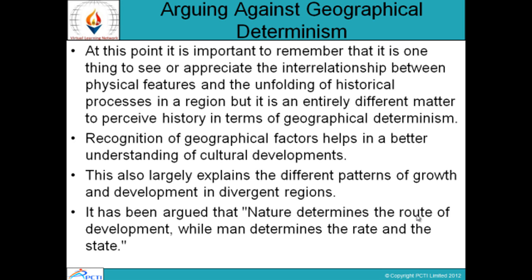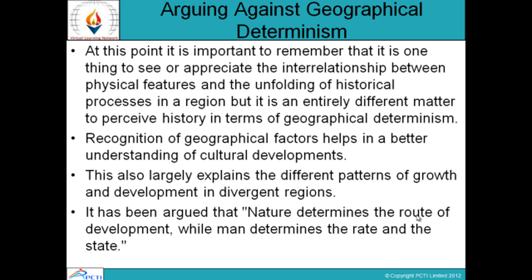Arguing against geographical determinism. At this point, it's important to remember that it's one thing to see or appreciate the interrelationship between physical features and the unfolding of historical processes in a region, but it is an entirely different matter to perceive history in terms of geographical determinism.